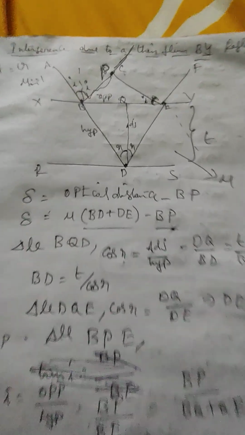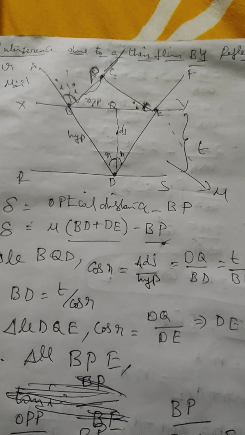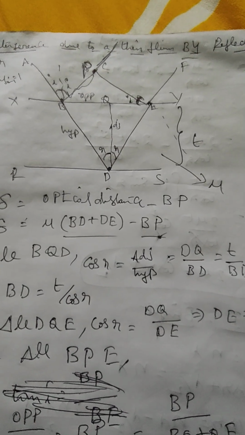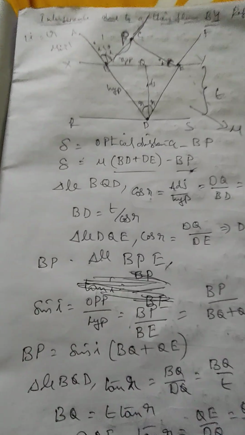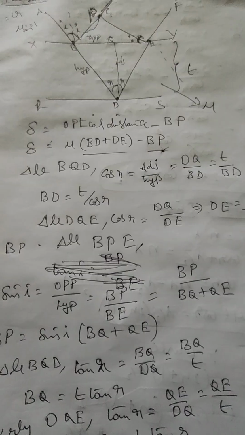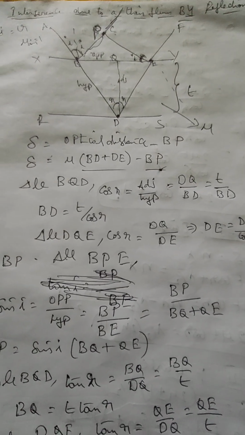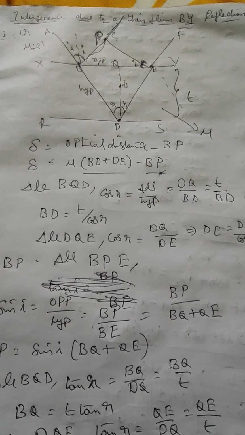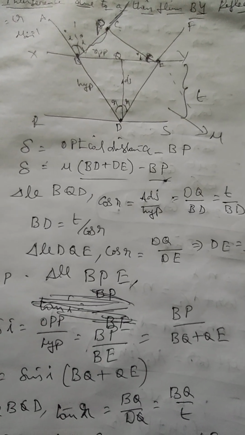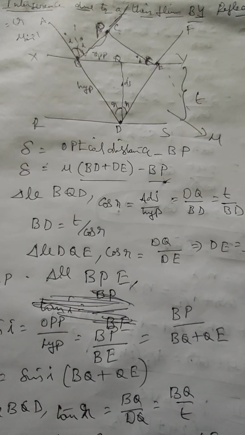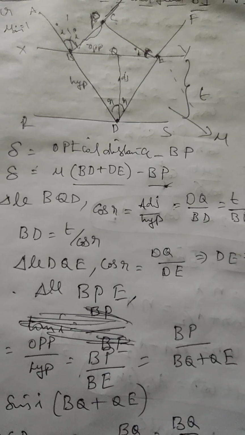Now superimpose one over the other, focused on the screen at any point, we can see alternately bright and dark bands. Now how to find the path difference? We can apply the formula: path difference delta is equal to optical distance minus BP. Optical distance means the distance traveled by light in the denser medium. Here glass is the denser medium of refractive index mu, so delta is mu into BD plus DE, minus BP.